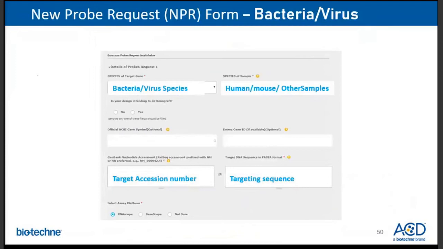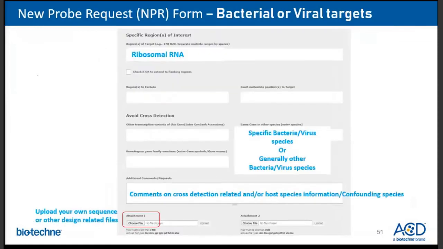So moving on to some more probes related to bacteria and viruses. These can be denoted in the NPR form as bacterial or viruses. We won't have them all listed on the drop-down menu, but you can put other and then also select the species which the probe will be used for detection, and you can include that. And if your bacterial or viral species has an accession number, you can include that, or if you prefer to give us the targeting sequence, you also can provide this to us. This example would be for RNAscope as well.